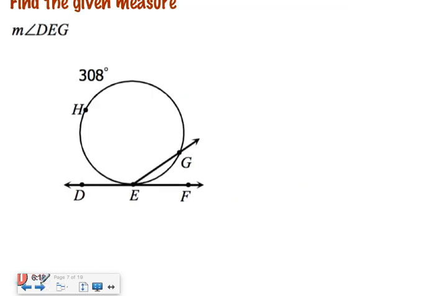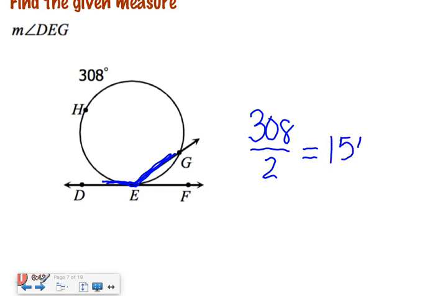Find the measure of angle DEG. What do you guys think? What would your arc be? 308. No tricks, it's that easy. 308 divided by 2. 154. Okay, start the next one. Just try. See how it goes.